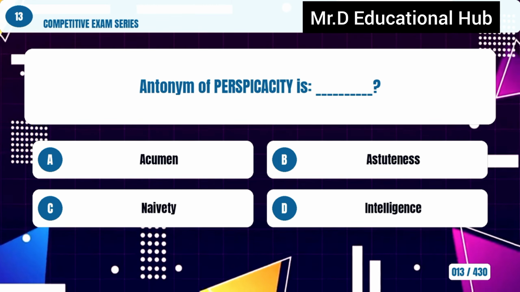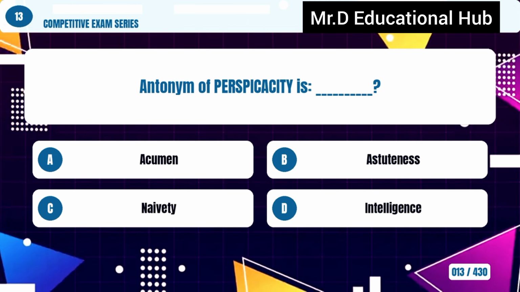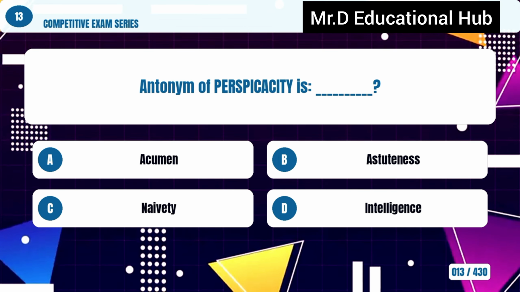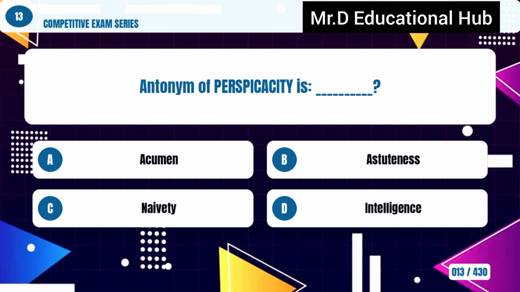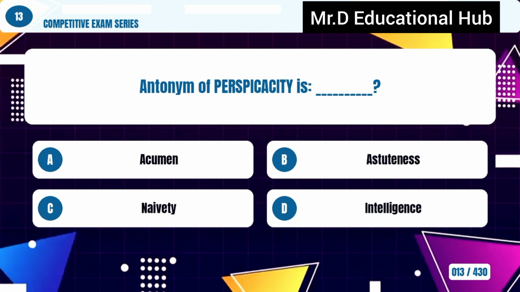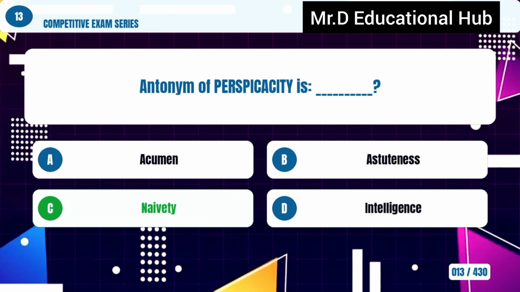Question: antonym of perspicacity is blank. Option A, acumen. Option B, astuteness. Option C, naivety. Option D, intelligence. Correct answer is option C.